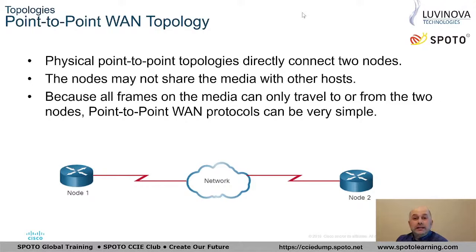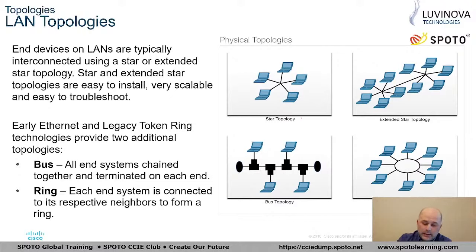LAN topologies. End devices on the LANs are typically interconnected using a star or extended star topology. The most efficient and most widely used topologies these days are the star topology and the extended star. Bus topology and ring topology are legacy topologies, but we still talk about them because they might still exist somewhere in the world, for those countries that have a history in the early days of the internet.